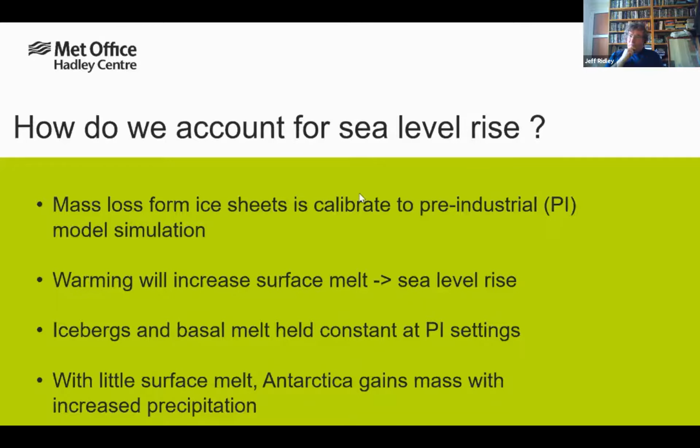And the big problem is Antarctica. Antarctica gains mass, quite a lot of mass, and sea level goes down, equivalent with increased precipitation. And everything else is constant because we don't know how to represent in a model without explicit ice shelves how these might change. So that's the first argument.